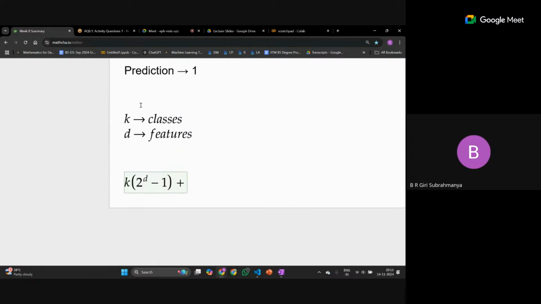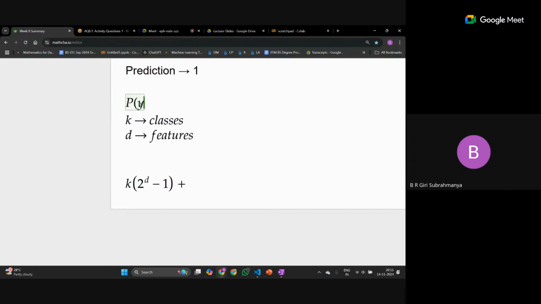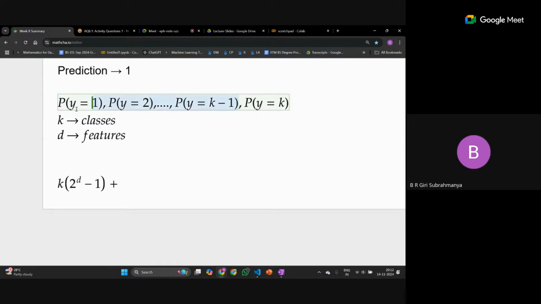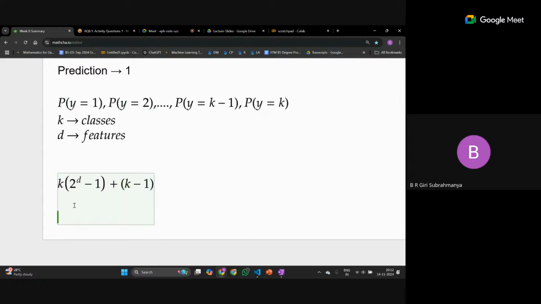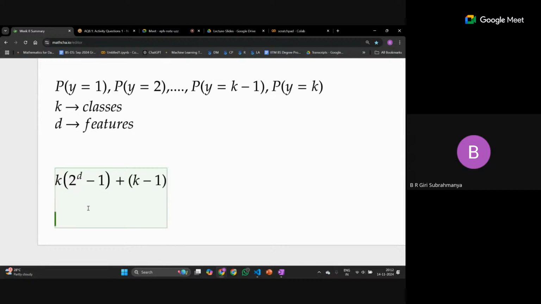And you have k classes. So probability of y equals class 1, probability of y equals class 2, dot dot dot, probability of y equals class k minus 1, probability of y equals class k. So you have these many classes. Now, if you can predict all these, the last one can be 1 minus the sum of all these. So in terms of p of y, you have to predict k minus 1. Okay. All right. Understood.